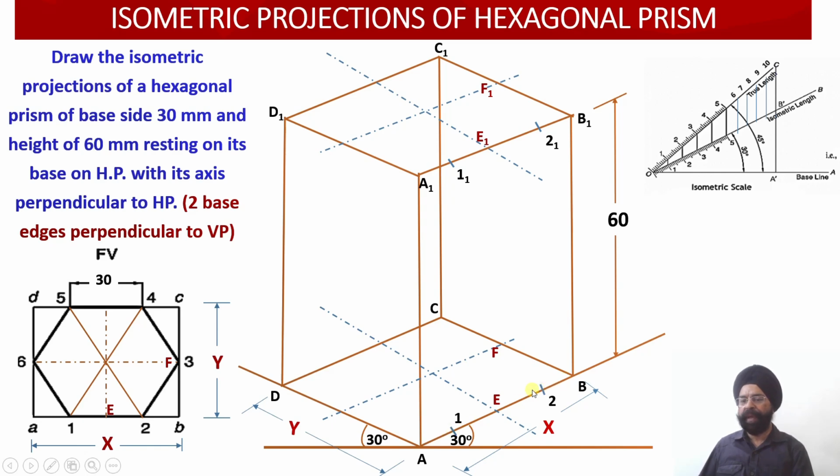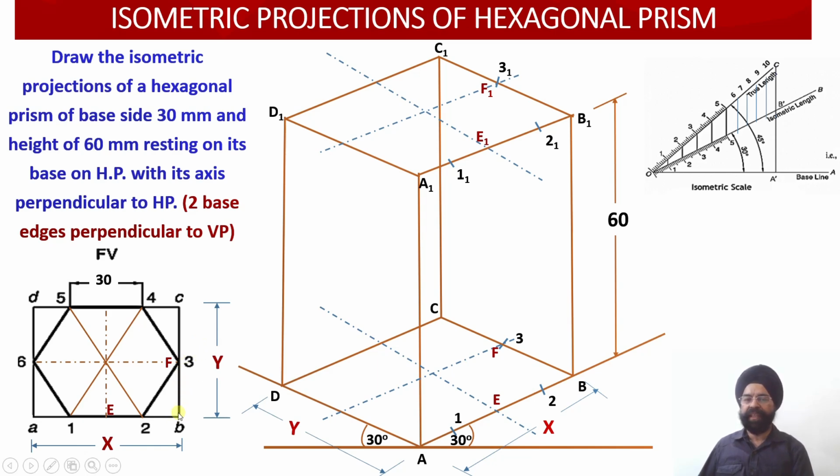Points on the base will not have any suffix, whereas points at the top surface will be called A1, 1, 1, 1. Similarly if this is B1, the name of this point will be 2, 1. Similarly now we are going to mark point 3 at the bottom, and 3, 1 point will be marked at the top. So what is the distance of this particular point 3 and 3, 1?